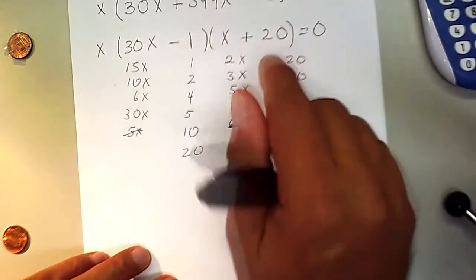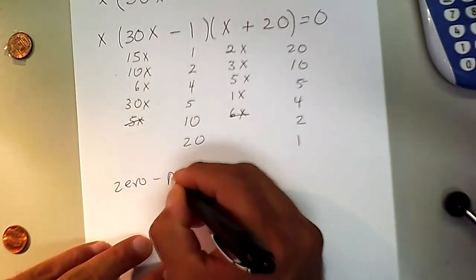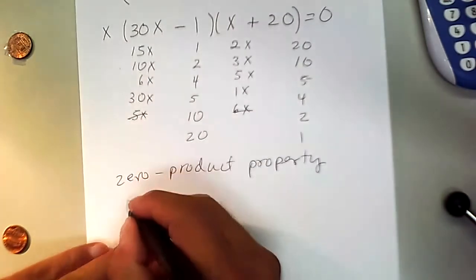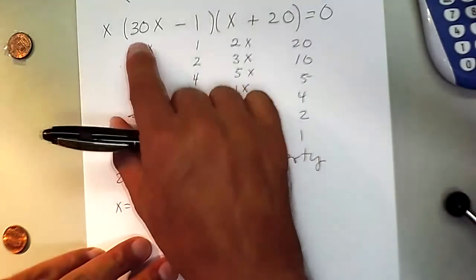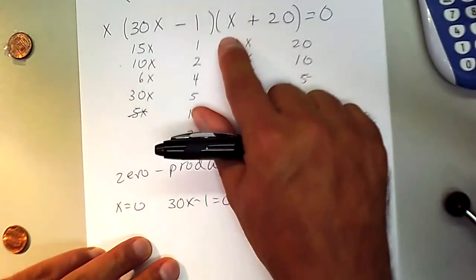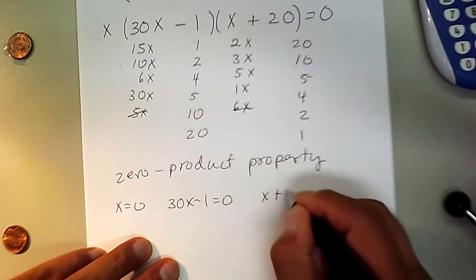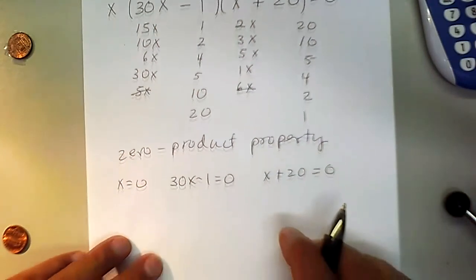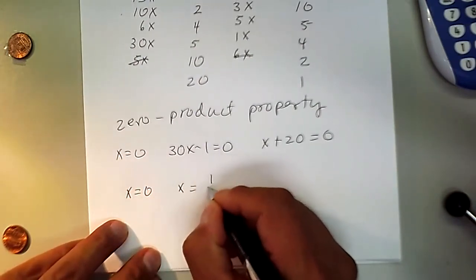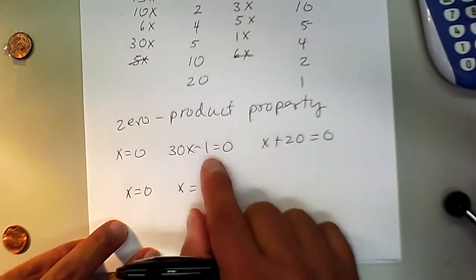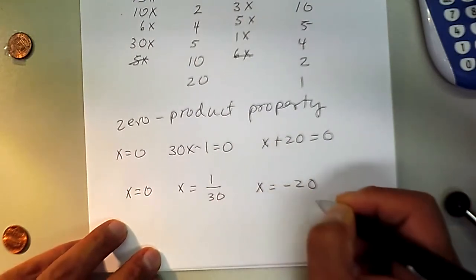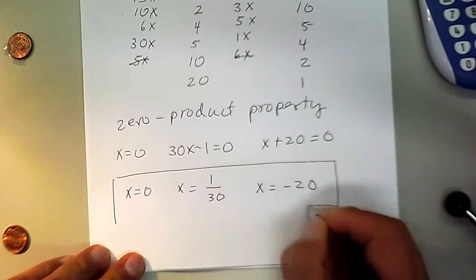So we have this, and now we can use the zero product property. So either x is 0 or 30x minus 1 is 0 or x plus 20 is 0. So we have 3 solutions. I'm just going to copy this again. Or x equals 1 over 30. Remember, we add 1, divide by 30. Or negative 20. And there it is.